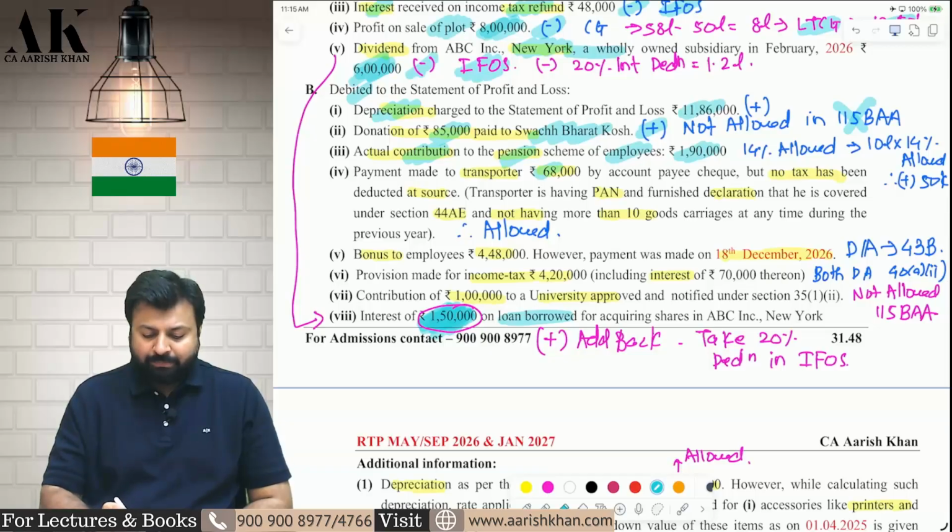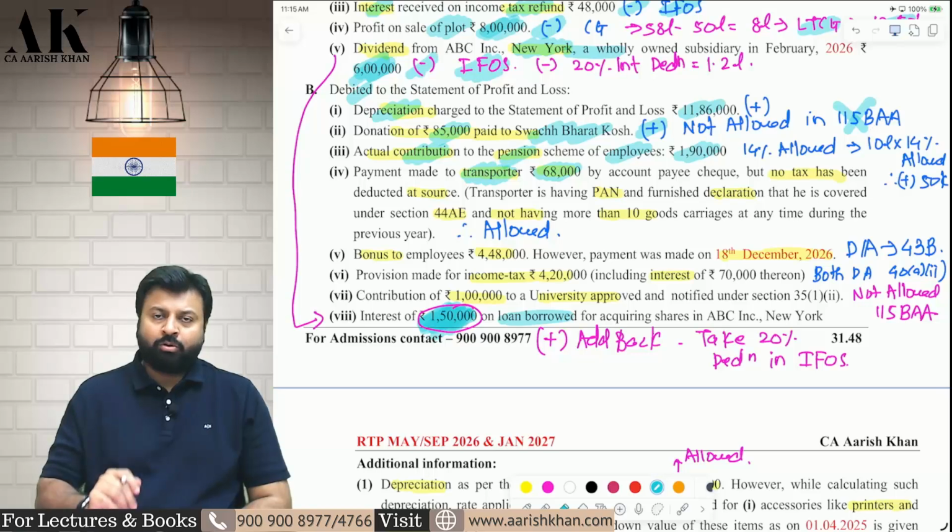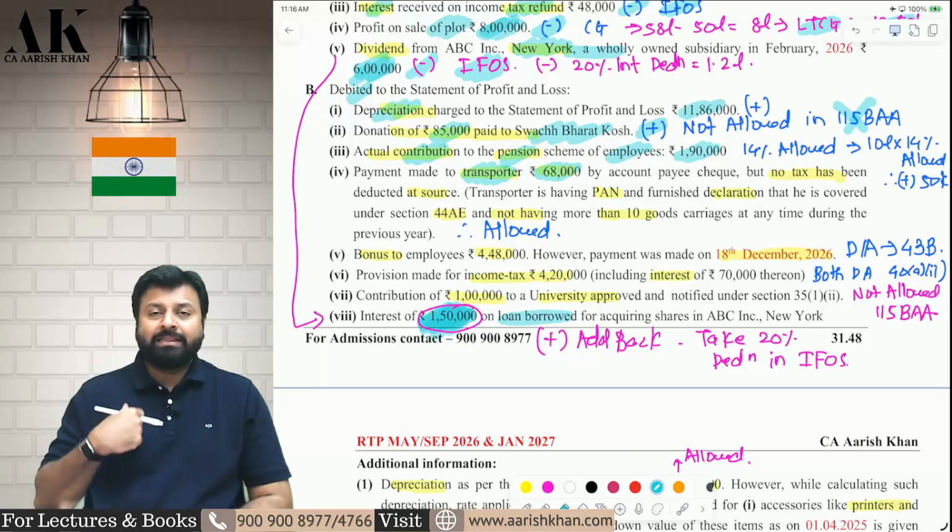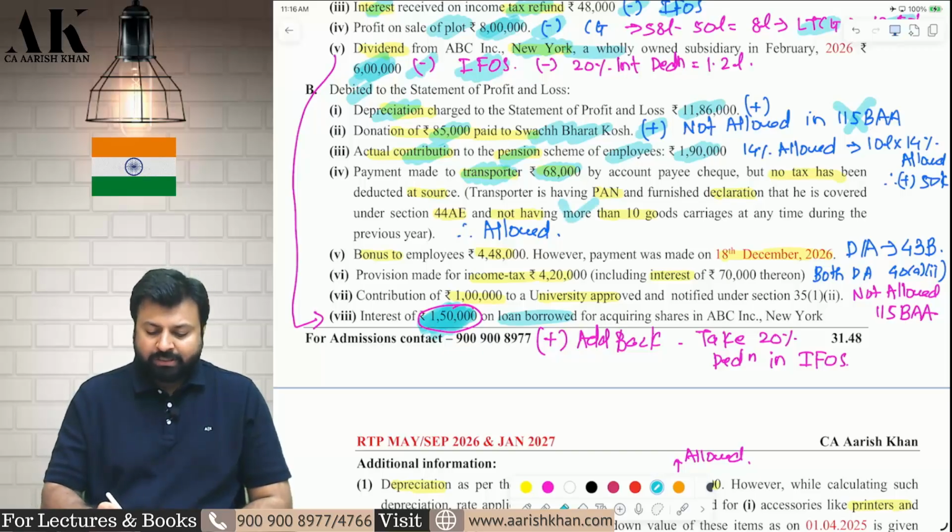Next, you are making some payment of 60,000 rupees to a road transporter. Now, generally, if you make a payment to a road transporter, you are supposed to deduct TDS under 194C. But there is a relaxation that if the road transporter does not own more than 10 goods carriage at any time during the previous year, and he gives a declaration that he does not own more than 10 goods carriage, and he gives a PAN, then I am not supposed to deduct TDS. All those things are happening here.